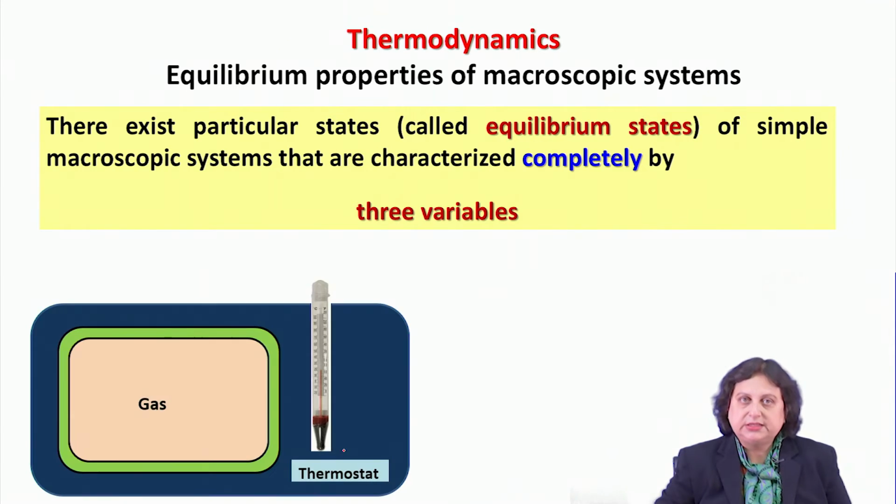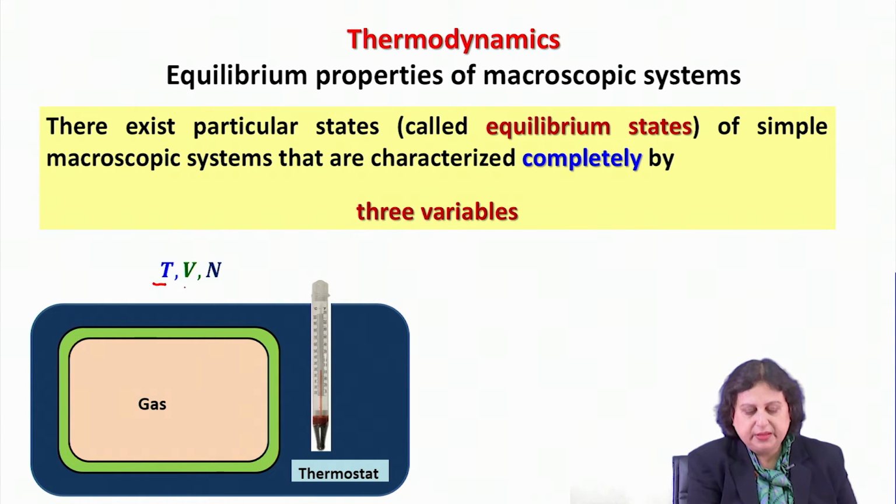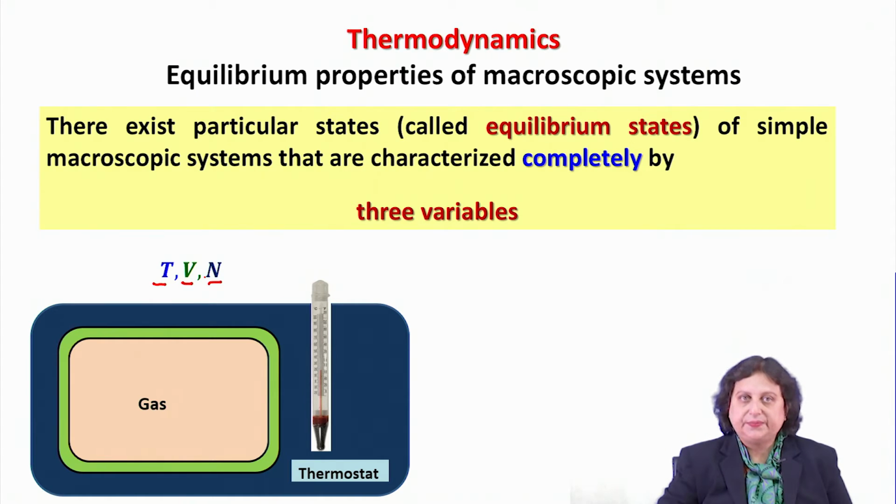So in my last lecture, we talked about a system like this, where one mole of an ideal gas is contained within a stainless steel container, and this entire setup is then put in contact with a thermostat. Then, when the gas has established a thermal equilibrium with the thermostat, we define the equilibrium state of this system in terms of the temperature, volume of the gas, and the number of particles present in the gas.